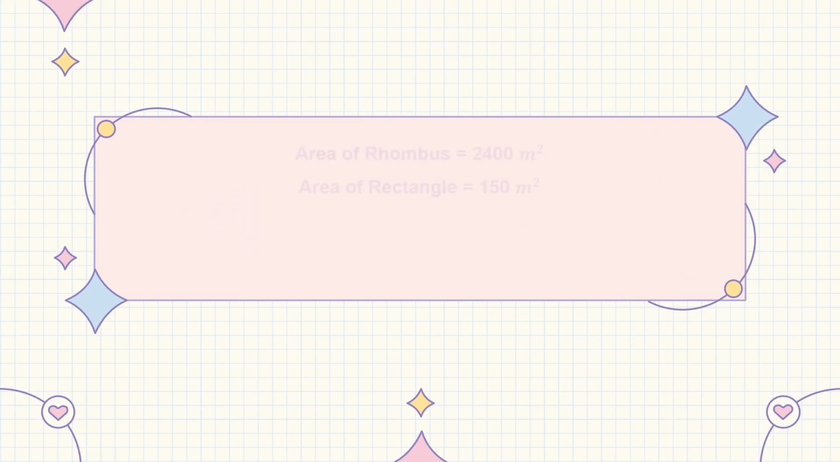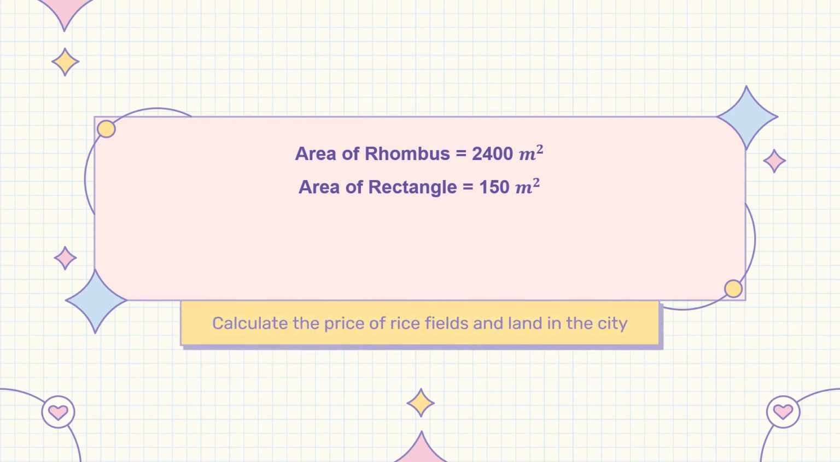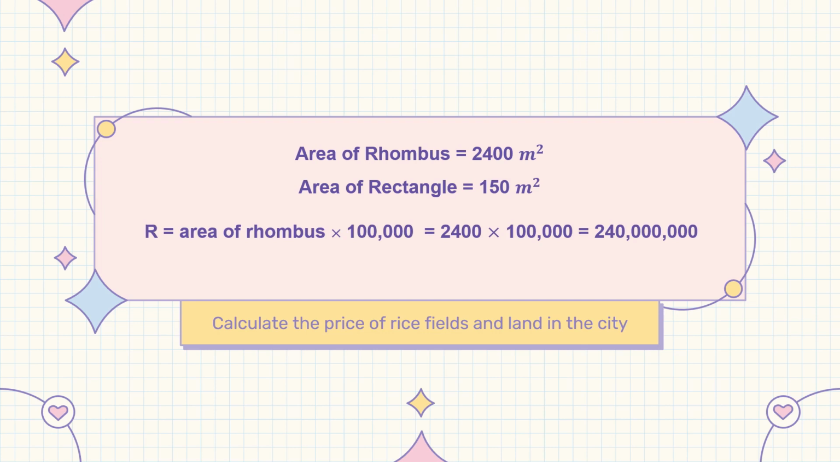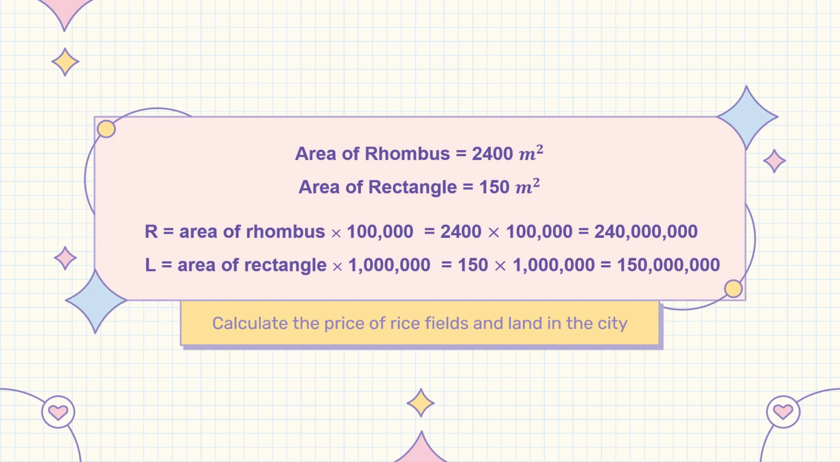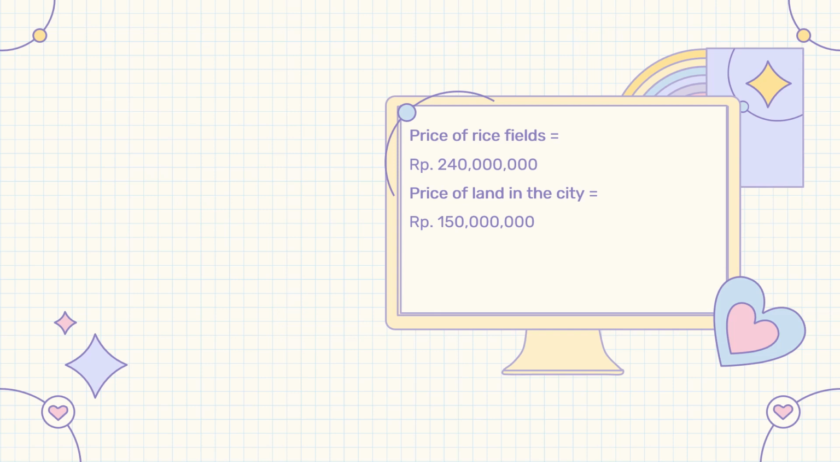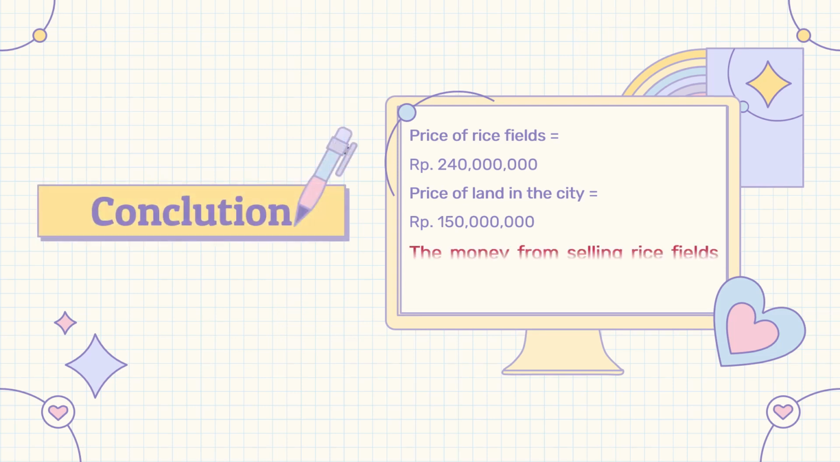We got the area of the rhombus and rectangle, so we can calculate the price of the rice fields and land in the city. Okay, the price of rice fields is the area of the rhombus times 100,000 rupiah, which equals 240 million rupiah. And the price of land in the city is the area of the rectangle times 1 million rupiah, which equals 150 million. Okay, we got the price of rice fields equals 240 million rupiah and the price of land in the city equals 150 million rupiah. So the conclusion is the money from selling the rice fields is enough to buy land in the city.